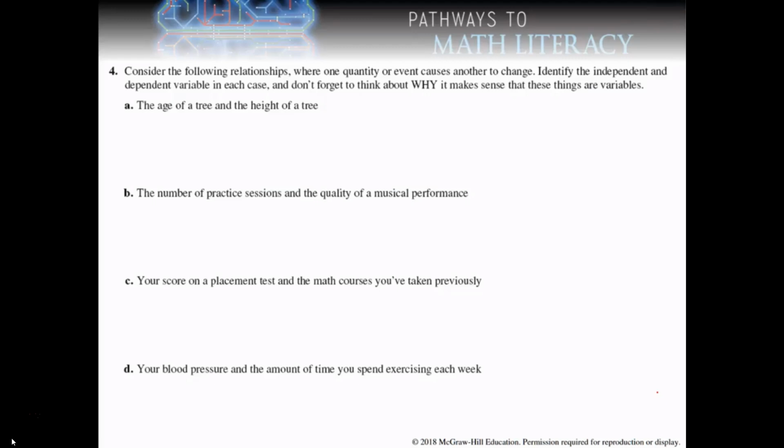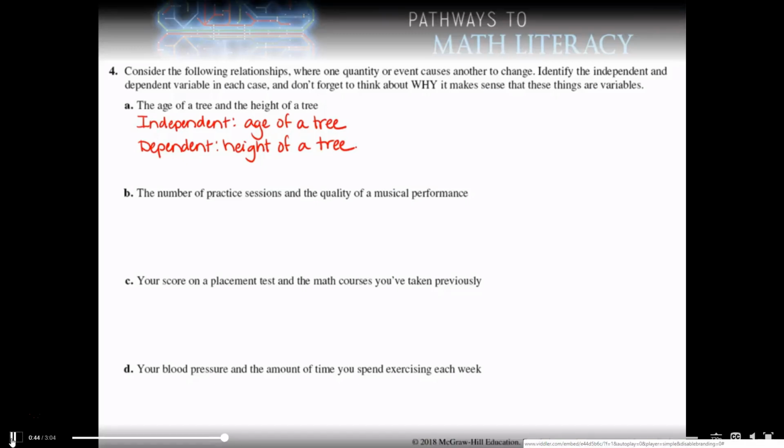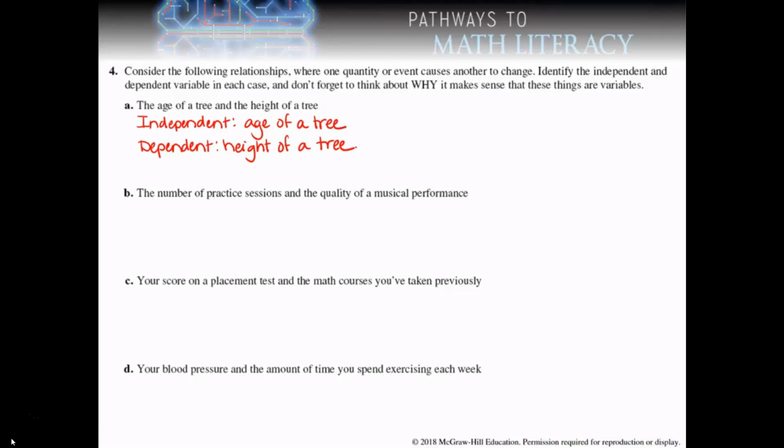In B, the number of practice sessions and the quality of a musical performance. Well, the quality is more likely to be influenced by the number of practice sessions. So the quality would be the dependent variable and the number of practice sessions would be the independent variable.